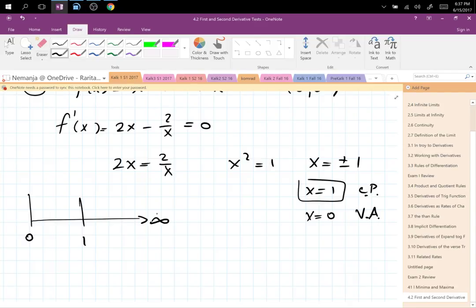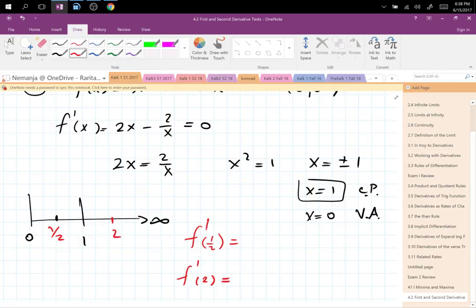So what are the values that I'm choosing? I'm going to choose 1/2 because that's between 0 and 1, and I'm going to choose maybe 2, a value larger than 1. To do the first derivative test, I'll compute the first derivative at 1/2, and I'll compute the first derivative at 2. That's all I need, because I again only have 2 regions.